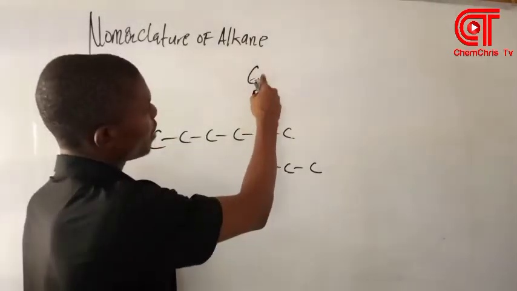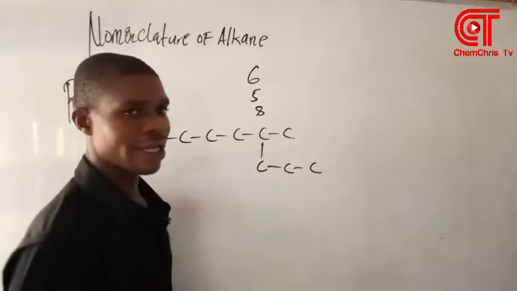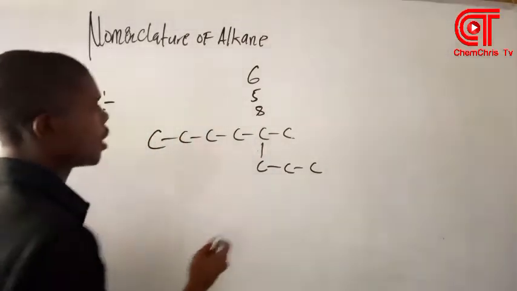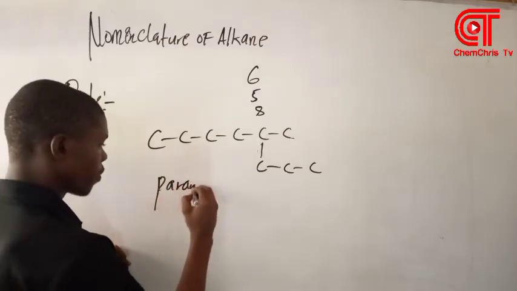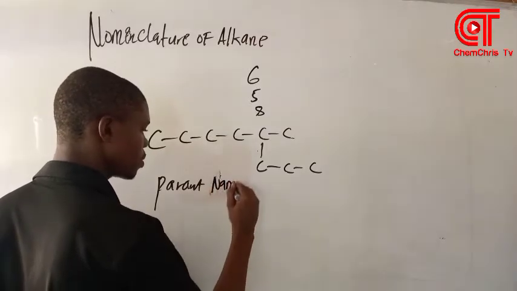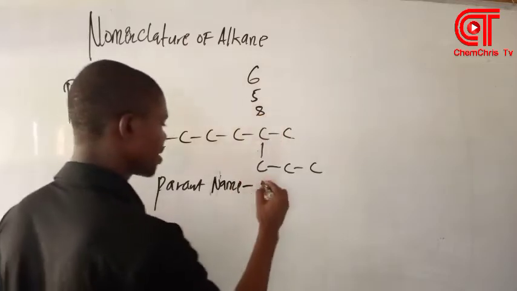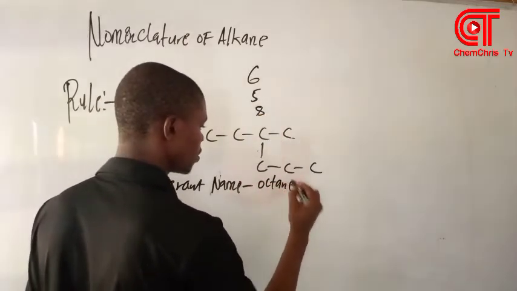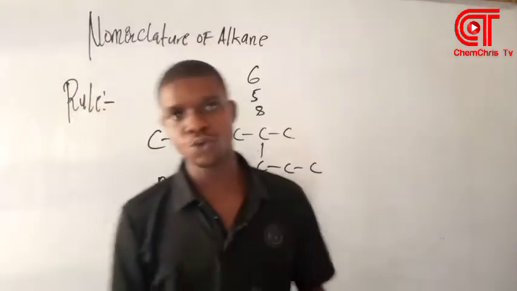Now, here we have 6, 5, and 8. 8 is the longest. So what is the 8th member of the alkane? My parent chain, or parent name, is what? The 8th member of the alkane is octane. Octane. Do you get that? So this is the first thing you want to know.